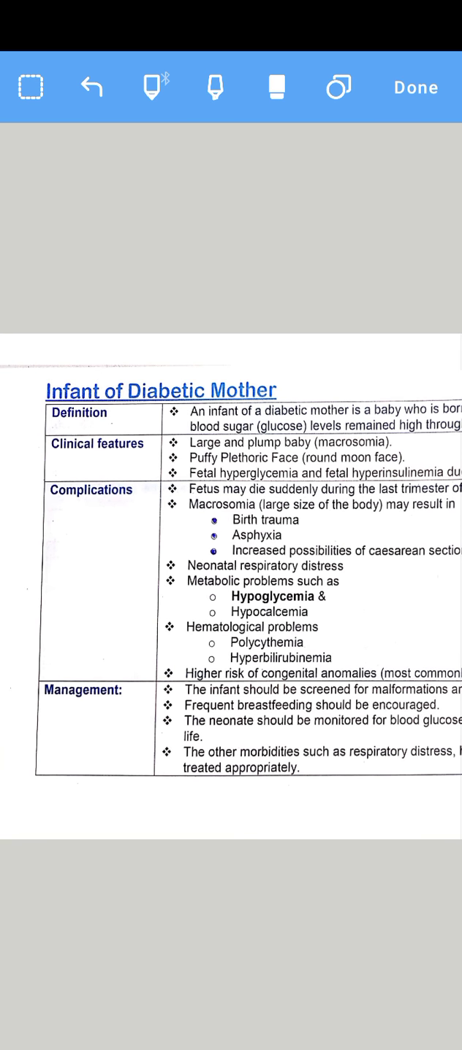Welcome everyone. So now we are going to discuss another topic of neonatology, and that is infant of diabetic mother. Now, as the word indicates, infant of diabetic mother means those babies who are born to mother having diabetes.